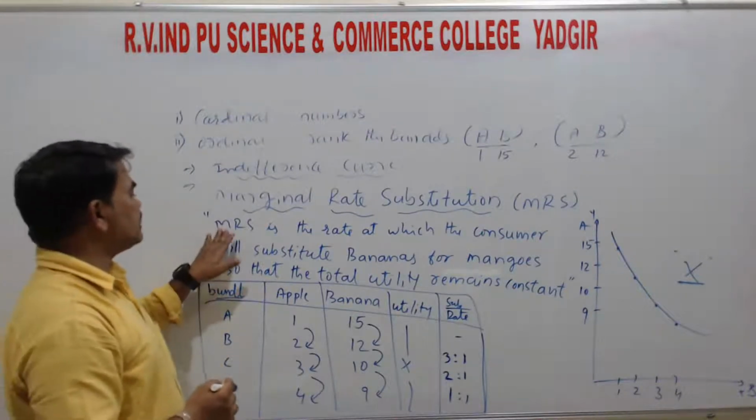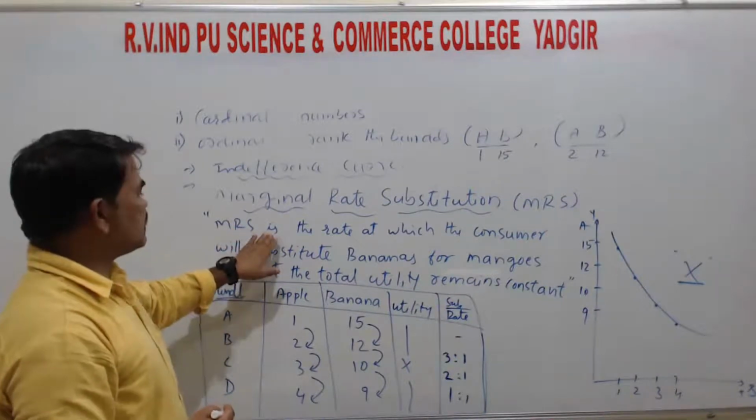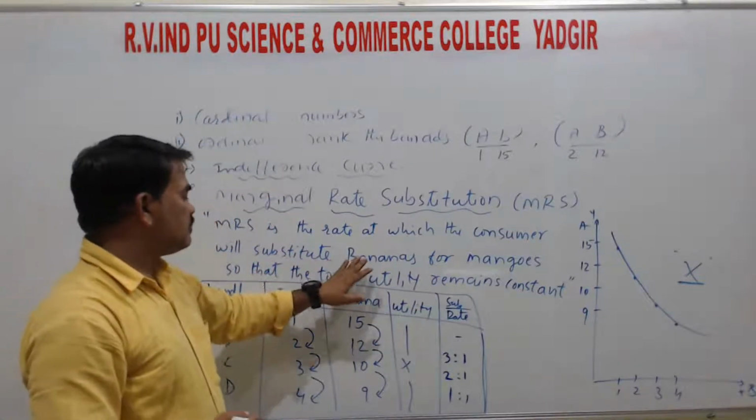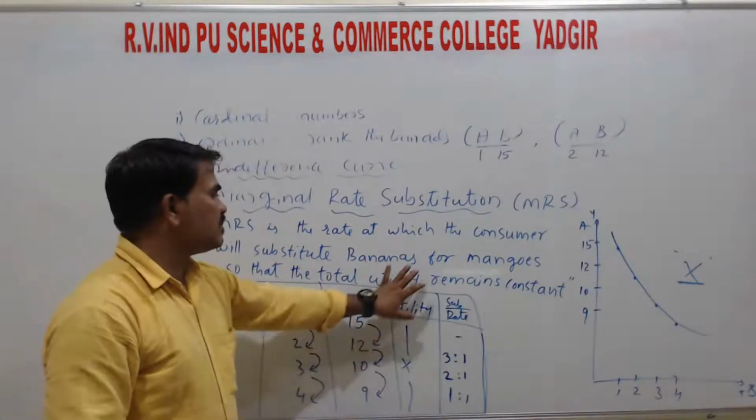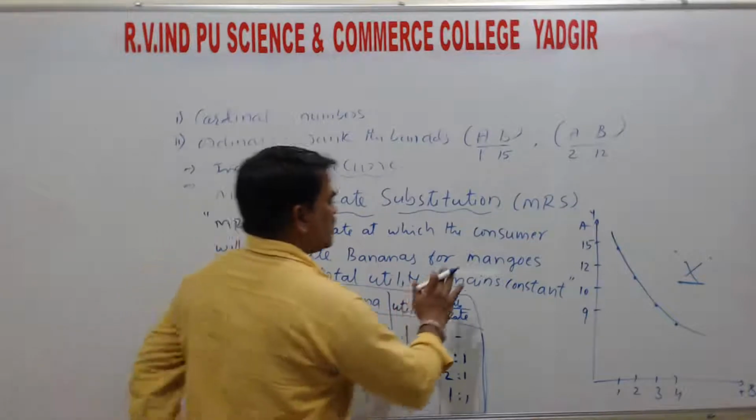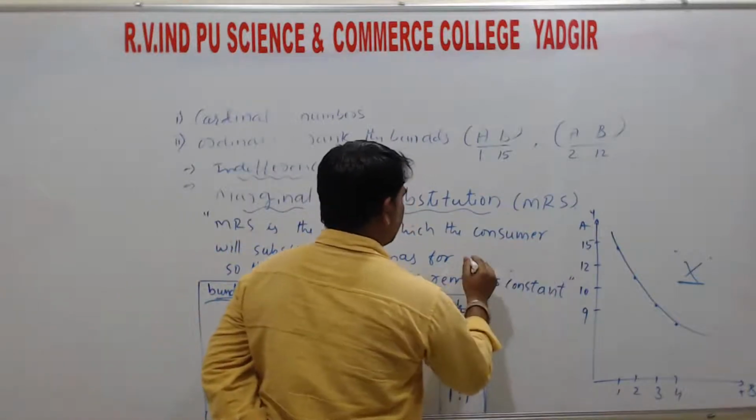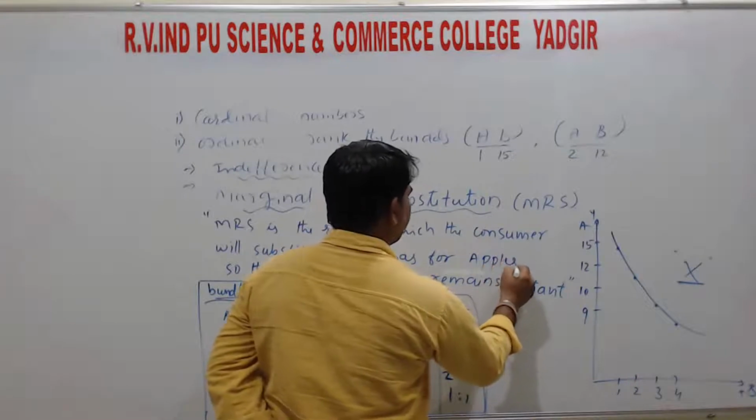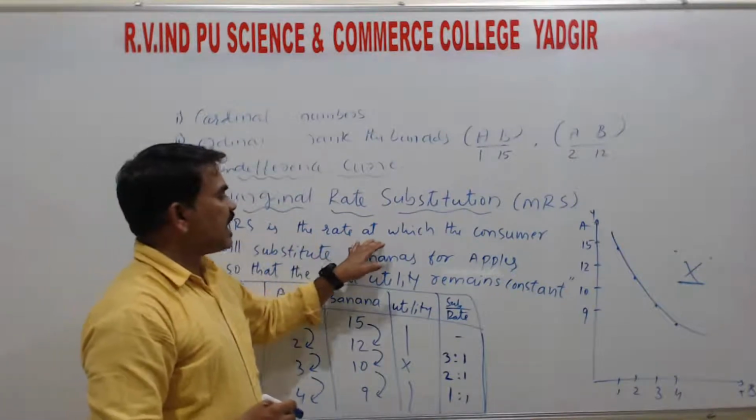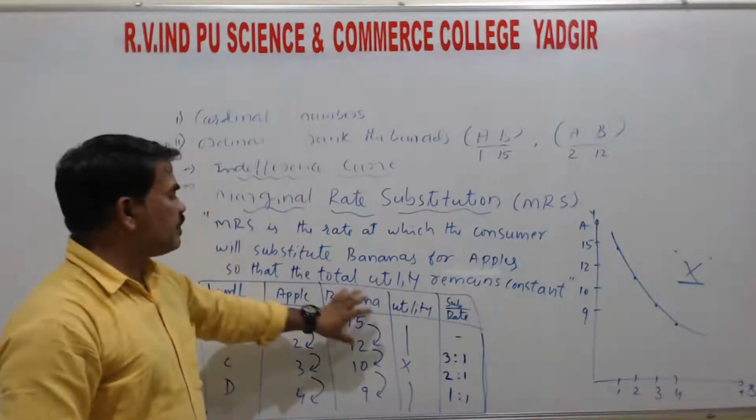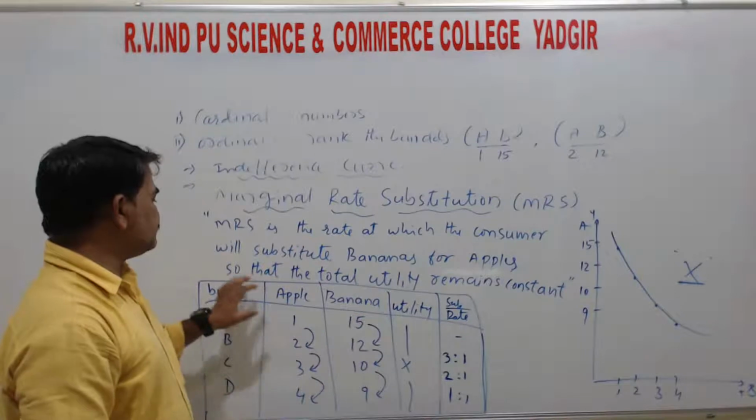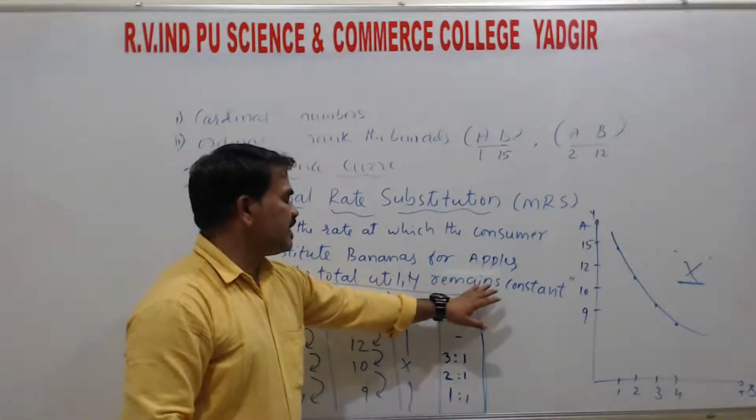The same thing is written here. Marginal rate of substitution is the rate at which the consumer will substitute bananas for mango. We have written apple, so I'll take it as apple. Correct? Okay. So, marginal rate of substitution is the rate at which the consumer will substitute bananas for apple. What is the rate he is substituting bananas for apple, so that the total utility remains constant.